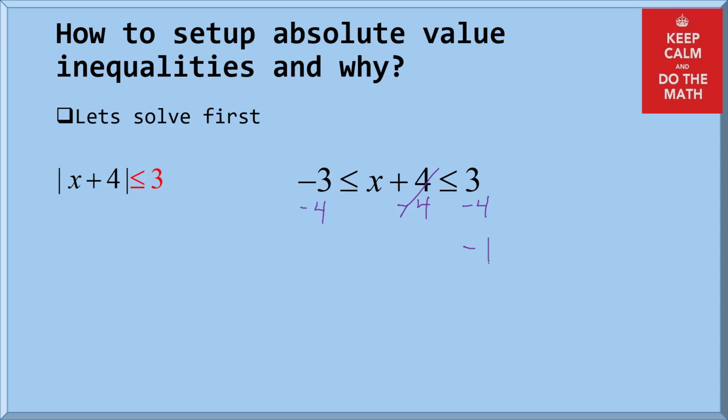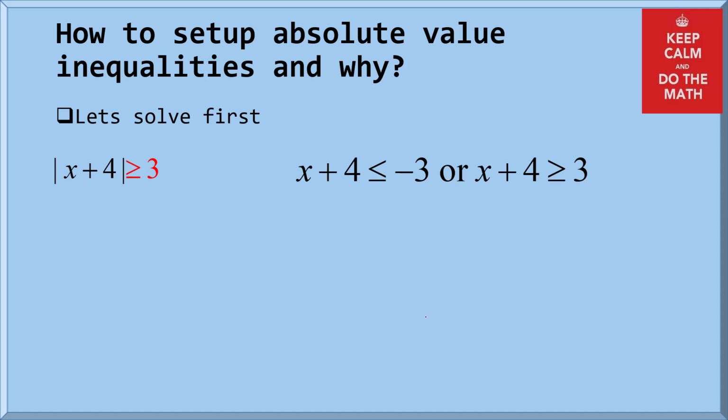This end, I end up with negative 1 is less than or equal to x, and x is now greater than or equal to negative 7. So you can see that our interval would be all x values in between negative 7 and negative 1. And I use the square brackets because my original symbols had an equal sign to it.